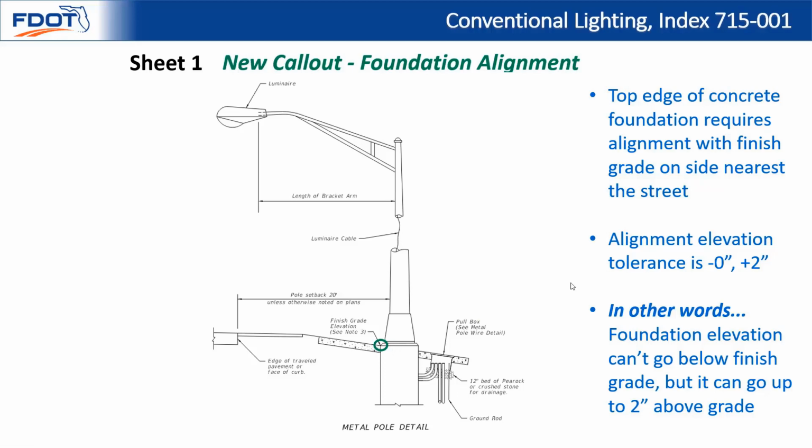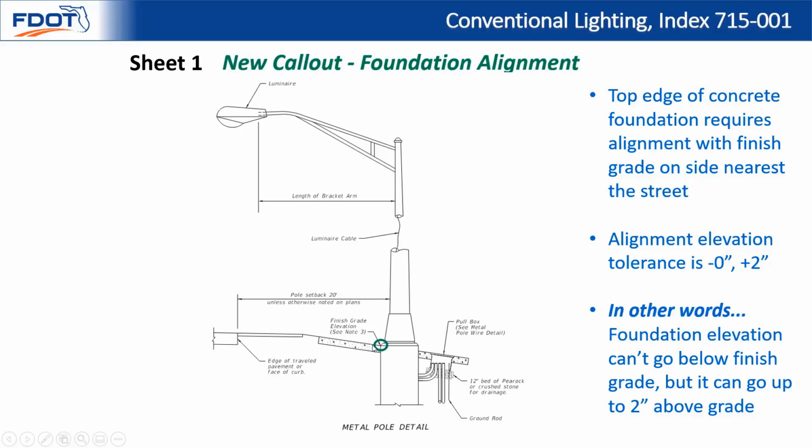And so I am aware that sometimes designers have a hard time wrapping their head around a tolerance that includes a zero, such as -0 inches +2 inches, but I can explain. So the basic idea is that the foundation elevation can't go below the finished grade. You don't want an indentation in the ground that could fill with water or that somebody can snag their foot or their bicycle wheel in. It just simply should not go underground.